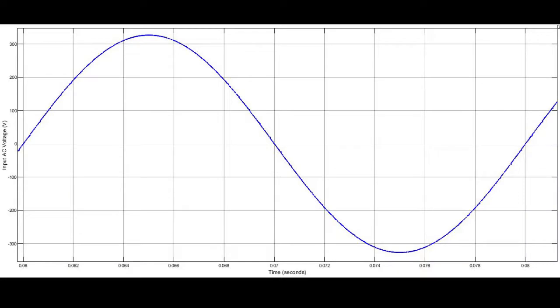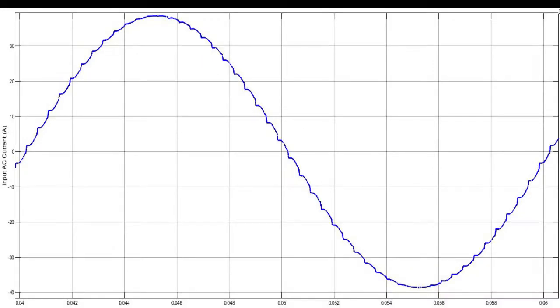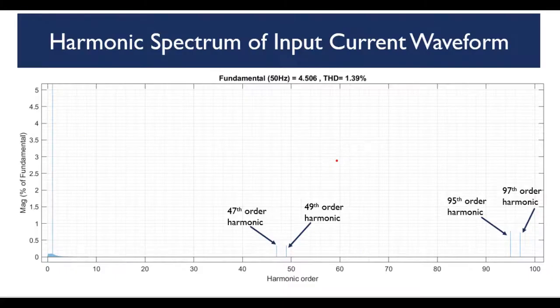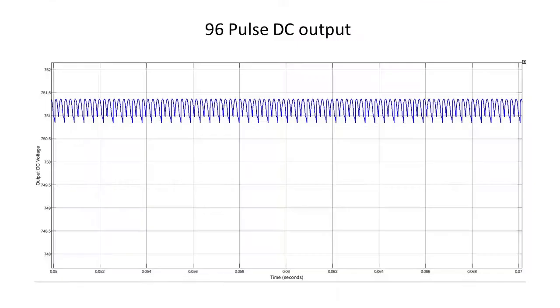This is the input voltage waveform for the converter, and it has an almost sinusoidal shape. This is the input line current waveform for the converter. This also has an approximately sinusoidal shape. This is the harmonic spectrum of the input current waveform. There is considerable contribution from the 47th and 49th harmonics. This is the output DC voltage of the converter. There are 96 pulses in the periodic time interval.